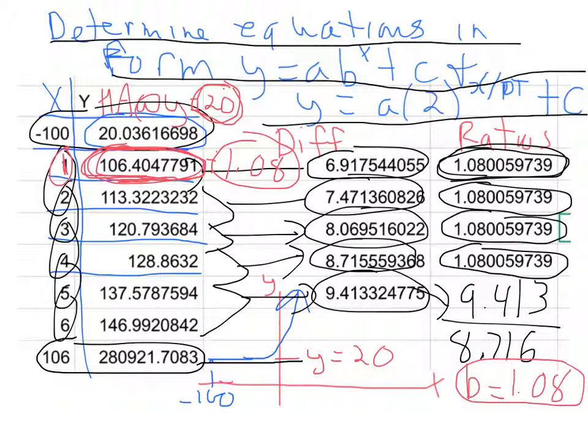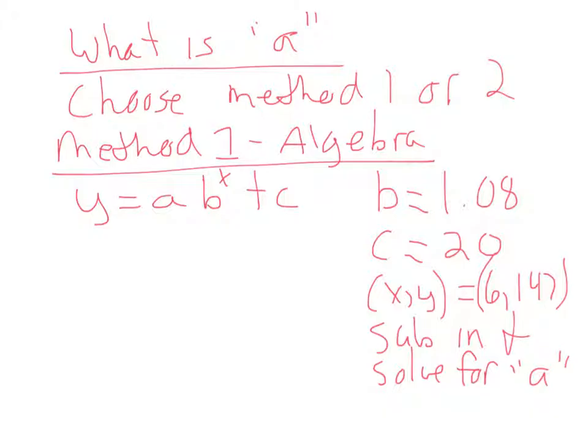So the only thing I know right now is the b value of 1.08. Oh, and I know the c value of 20, because I know that a long time ago in the past it was at 20. So let's go to the next slide.